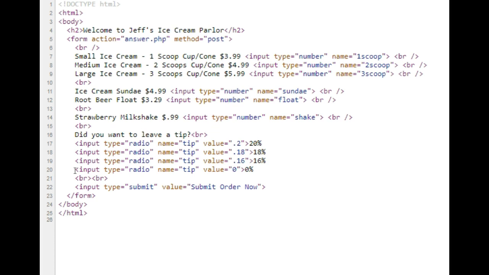And then down here we have our input type for our tip, and it happens to be a radio button. So notice that all the types are radio, and the name is the same on all of them. And then we have values of what we're going to times them by. So 0.2, 0.18, 0.16, and 0.